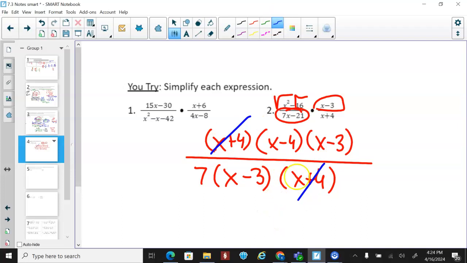So I can cancel x plus 4, x plus 4, x minus 3, x minus 3. What do I have left? x minus 4 over 7.